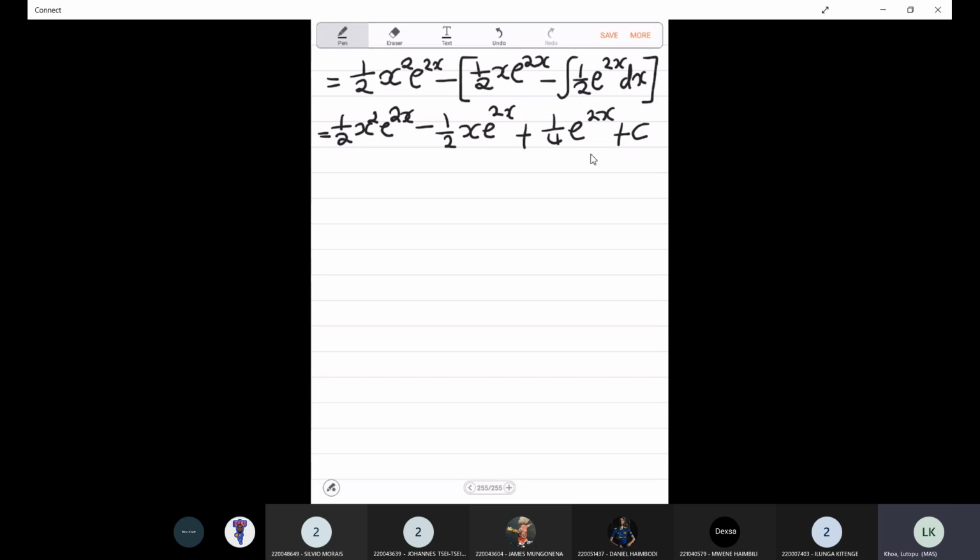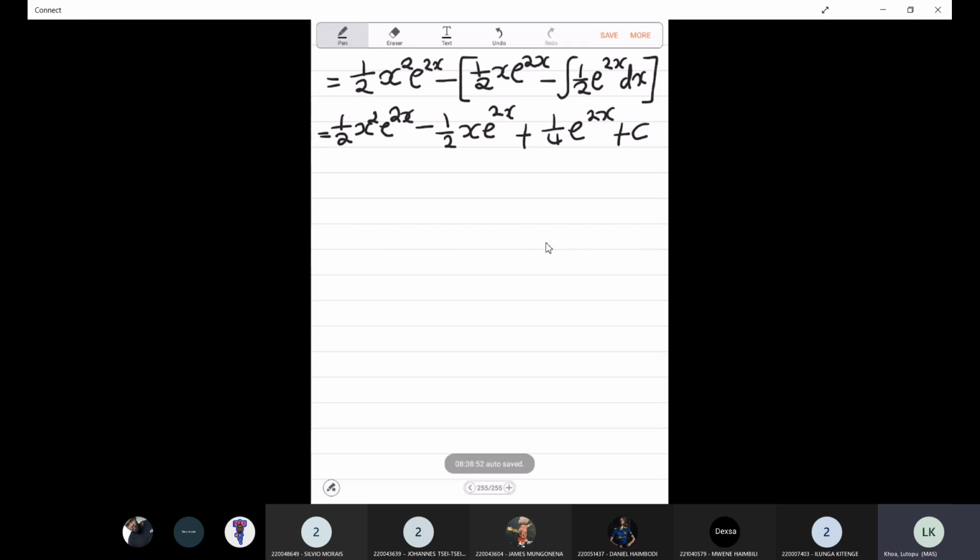So you can see with this question, sometimes when you integrate by parts, the answer you get from that, you still have to integrate by parts. So it may not be just one more time that you have to integrate by parts. It can be several times that you still have to integrate by parts.